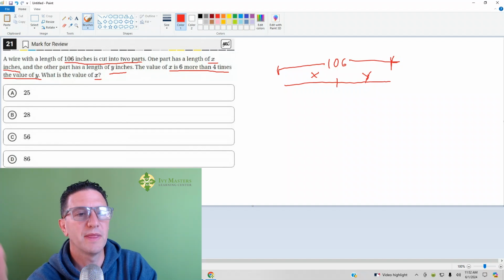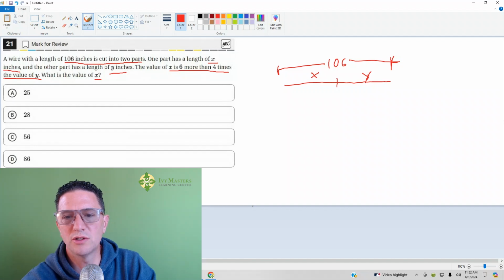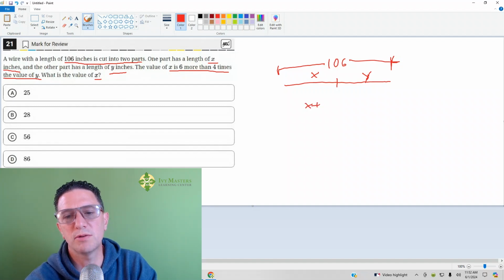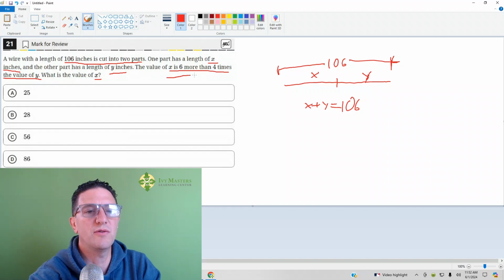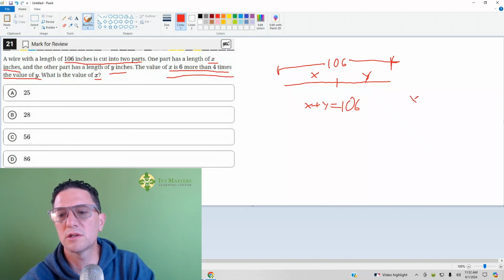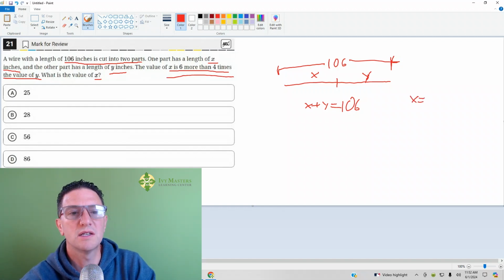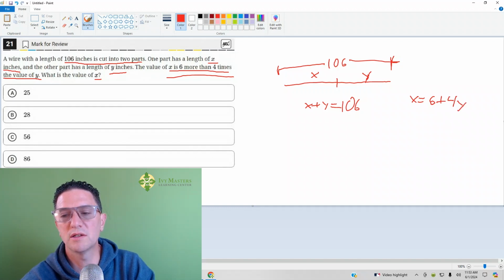That's a Y. And then the value of X is, now I'm going to translate this into an equation. So from this you could see X plus Y equals 106. And it says value of X is means equals, X equals 6 more than 4 times the value of Y. So 6 more than 4 times the value of Y is going to go just like that.